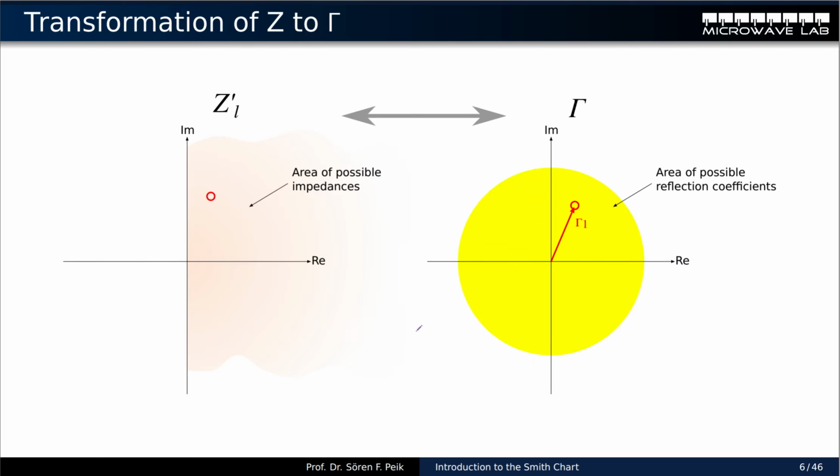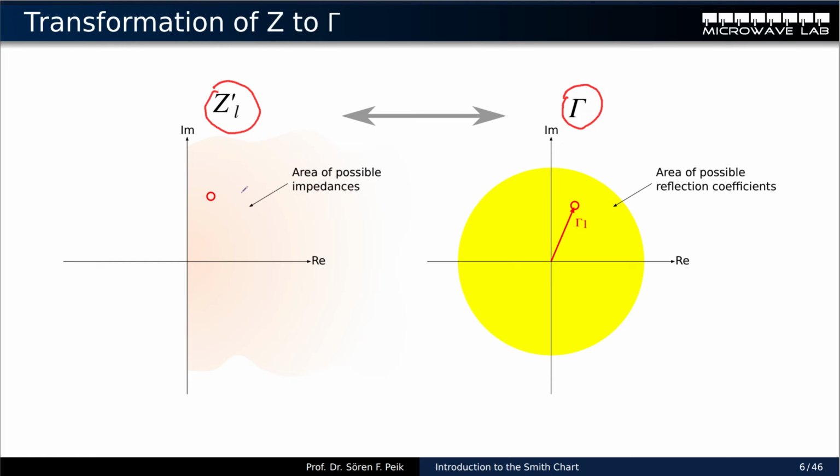Well, so what's the problem actually? The problem is that Z prime L as well as gamma are complex valued numbers. A complex valued number you cannot express in a simple function sketched as a curve on a sheet of paper, because we deal with four-dimensional space here. ZL has 2 dimensions and gamma has 2 dimensions. So what we have to do is map all possible impedance values, which are in this complex plane here, to all possible gamma values, which are in this plane.